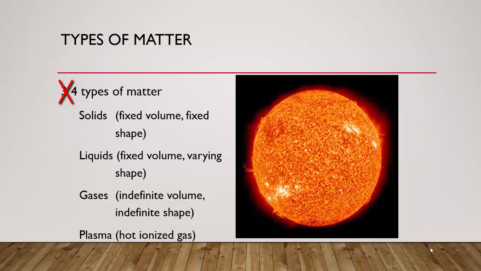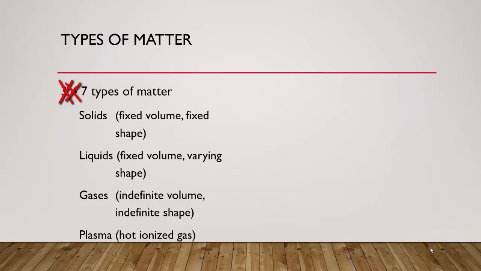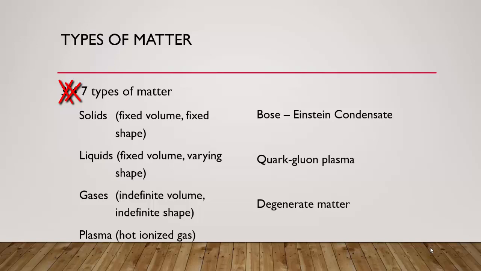But it turns out that in actuality, that is all incorrect because there are really at least 7 types of matter. The additional 3 are something called a Bose-Einstein condensate, which is a state of matter that occurs at almost absolute zero; the quark-gluon plasma, which is a state of matter that occurred shortly after the Big Bang; and lastly, degenerate matter, which occurs at the center of very dense stars. There have been reports of other states of matter also. We're not going to get into those 3 because those all involve quantum mechanics.